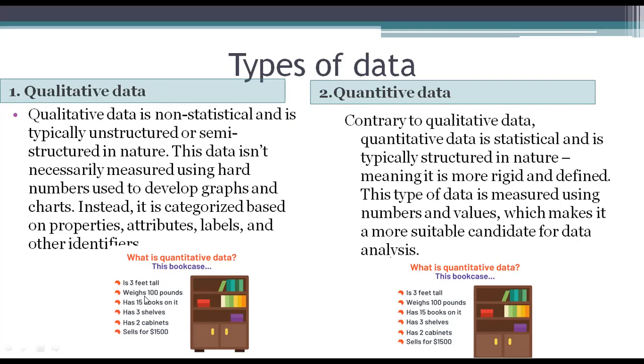Weight of 100 pounds. Here 100 is rich and defined, so 100 is a quantity, but weight is its quality. 15 books on it: 15 is a quantity, and books on it, the bookshelf or bookcase having books, is its quality. So 3 shelves, and now you can clearly sketch qualitative data and quantitative data. Now we see the difference between qualitative and quantitative data.